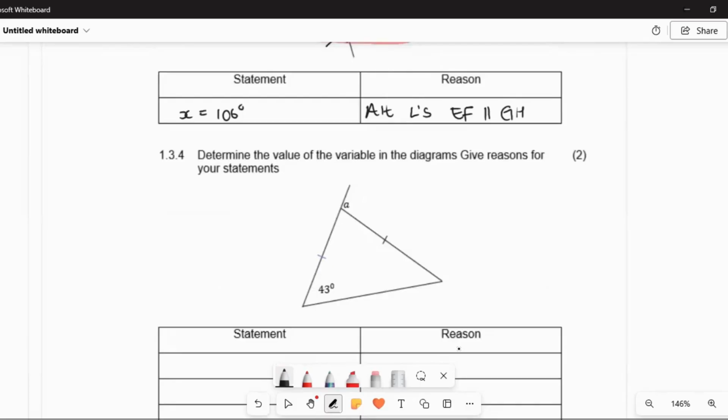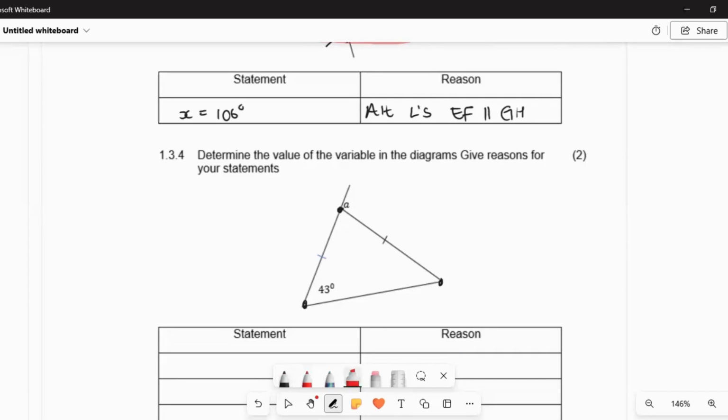1.3.4. Here they're saying to us, determine the value of the variable in the diagram, give reasons for your statement. Fine. Looking here, what do we have? What can you guys see? We have our vertices. Okay, fine. I see there's a vertex there, there's another one here, there's another one there. Okay, fine. What else can you guys see?